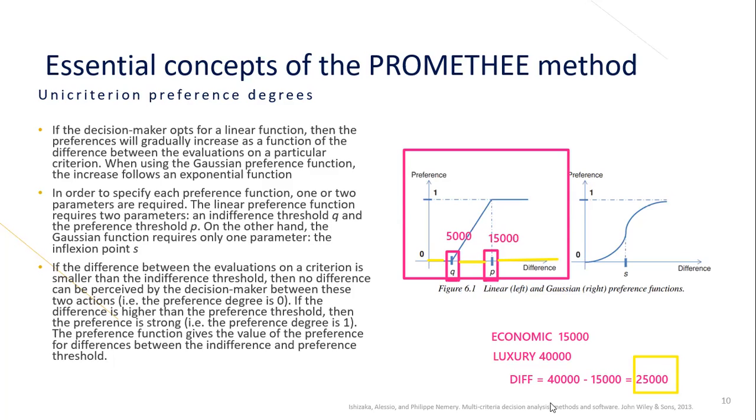If this is the case, where does this difference belong? It belongs to more than P here. More than P here, you see that the score will be equal to 1. So if you have a car with a difference of more than, let's say, 15,000, you will prefer that car in terms of the price. This is one example.